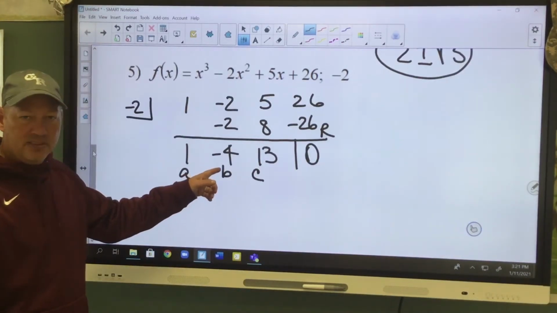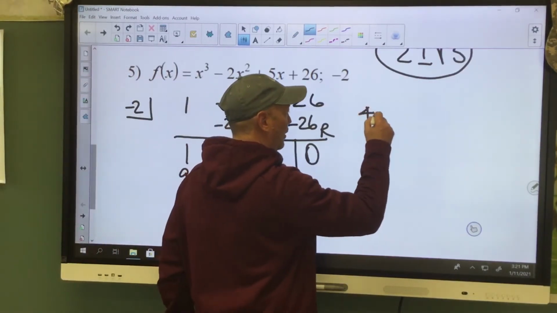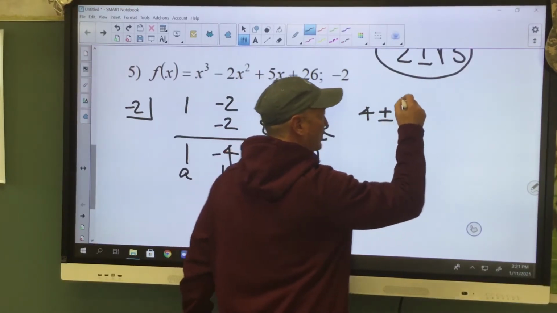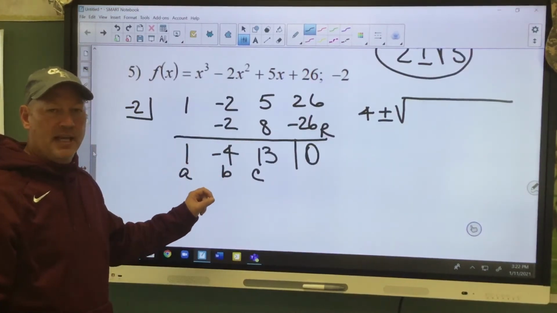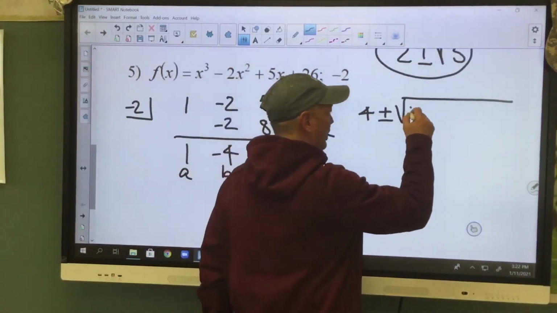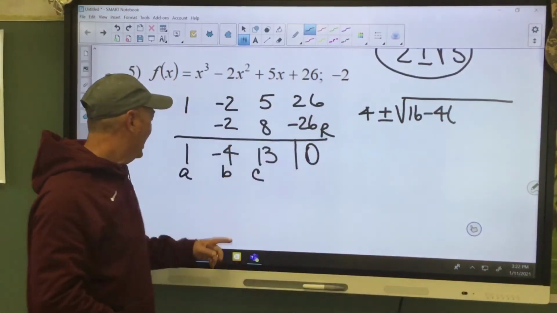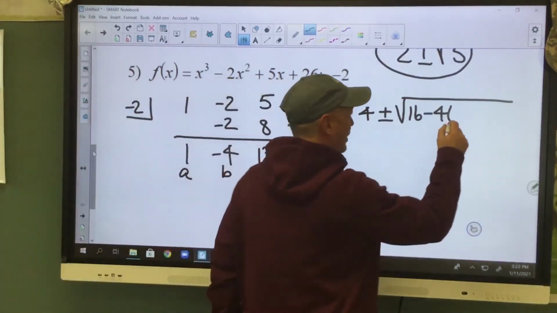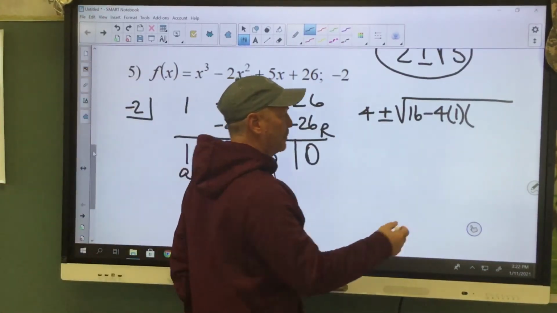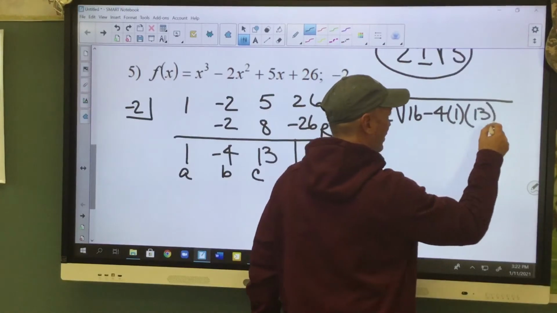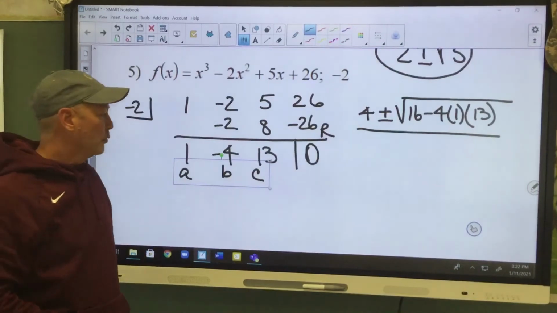It says the opposite of B. The opposite of -4 is +4, plus or minus the square root of B squared. -4 times -4 is +16, minus 4 times A. A is 1, times C. C is 13, over 2 times 1. 2 times 1 is 2.